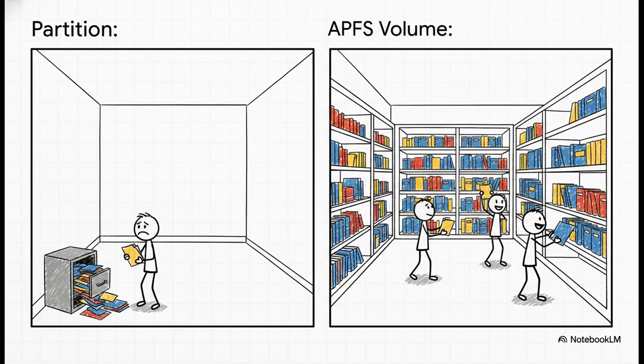Here's a great way to think about it. A partition is like giving everyone their own small, locked filing cabinet in a huge storage room. Once your little cabinet is full, that's it. You can't use any other space, even if the rest of the room is totally empty. An APFS volume, though, gives everyone access to a massive shared library. You just use whatever open shelf you can find. It's just a fundamentally more efficient way to use the space you actually have.